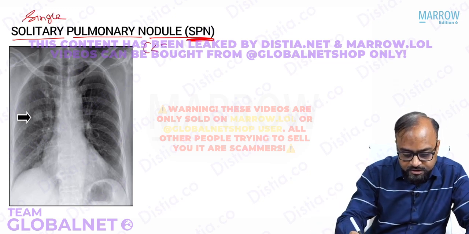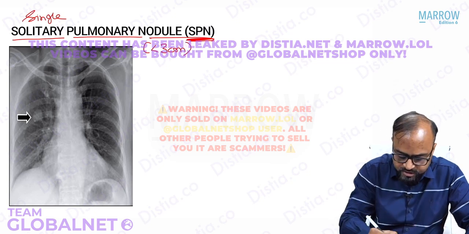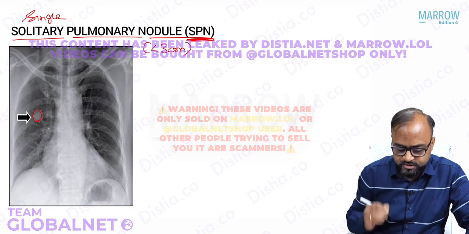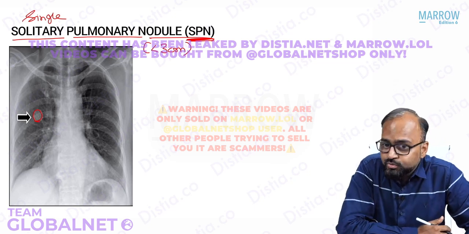A nodule by definition has a size of less than 3 centimeters, isn't it? Look at this chest x-ray. See, there is a nodule which is seen here. Size was measured less than 3 centimeters. Right. So initial investigation, right?